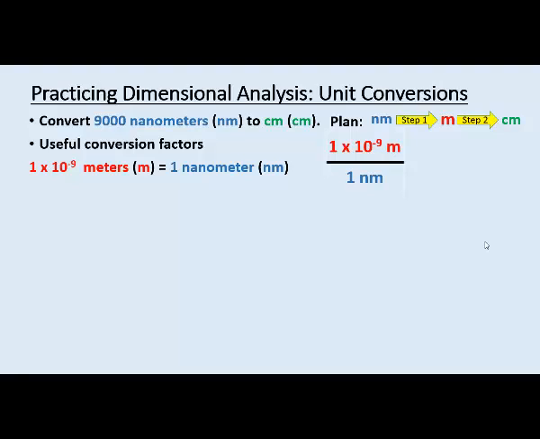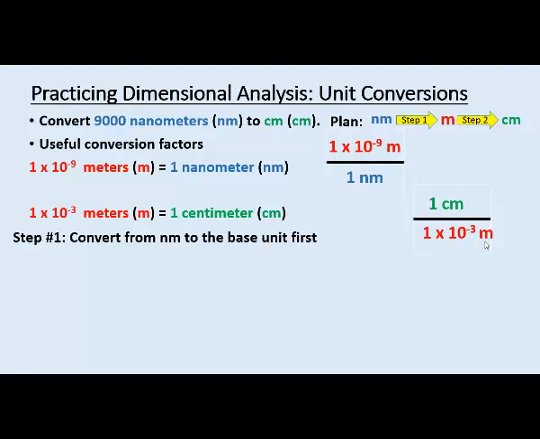Now, in the second step, I need a second conversion factor. I'm going to convert from the base unit of meters to centimeters. So I have to know that 1 times 10 to the negative 3rd meters, 100th of a meter, would be 1 centimeter. Then I should recognize, since I'm converting from meters to centimeters, I should be using 1 centimeter over 100th of a meter, or 1 times 10 to the negative 3rd meters in scientific notation.